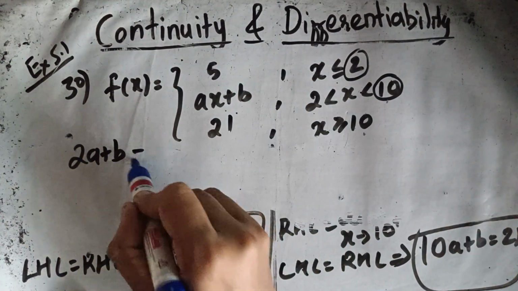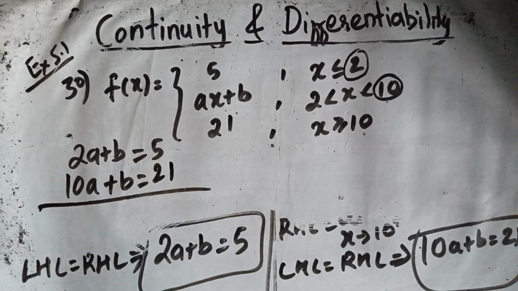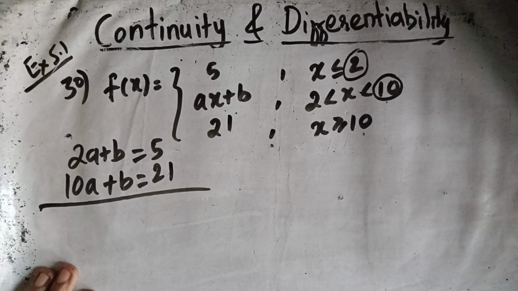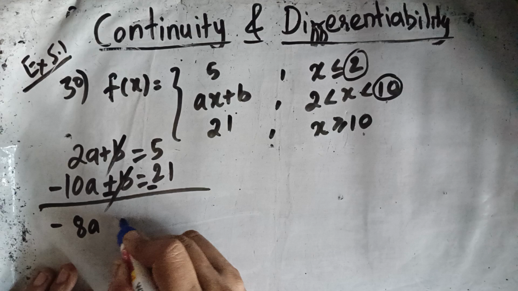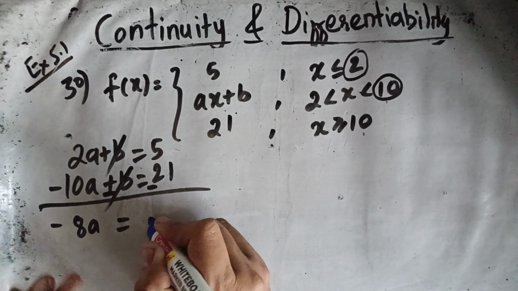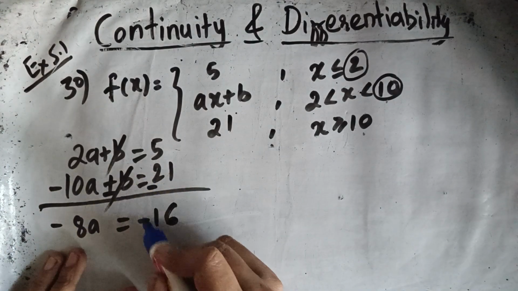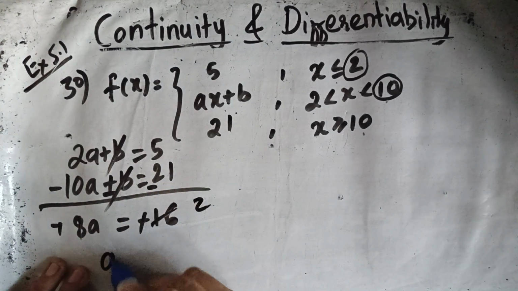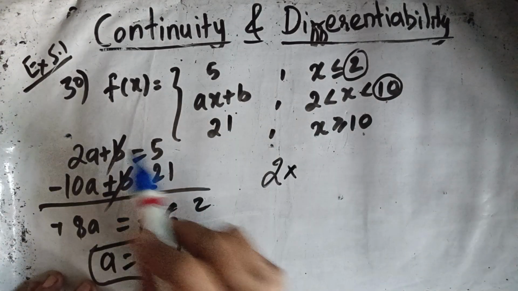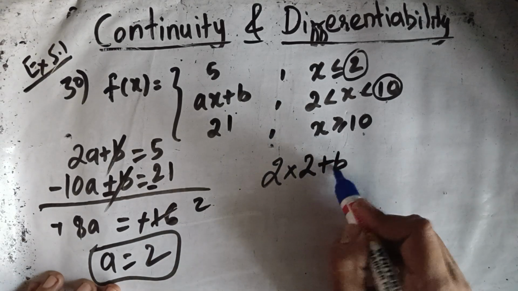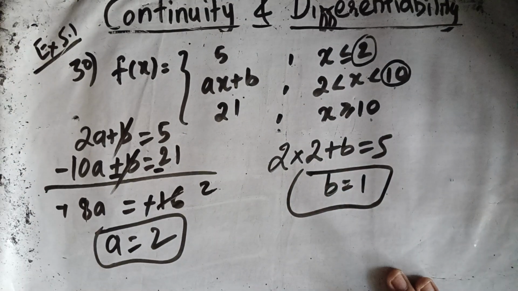2a plus b, I am using elimination method. Changing the sign. This 5 is 16. 8a is 16, so a is 2. So putting in first equation, 2 into 2 plus b equal to 5, 4. So b is 5 minus 4, 1. A is 2 and b is 1.